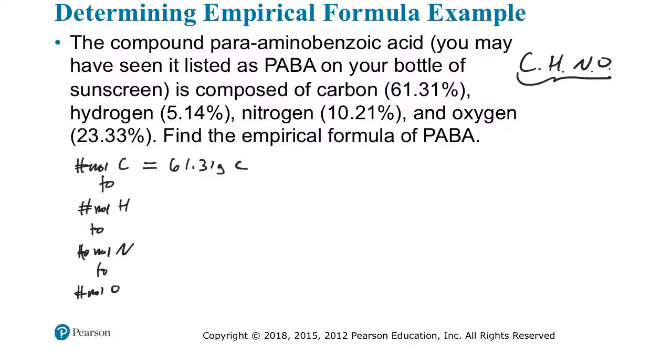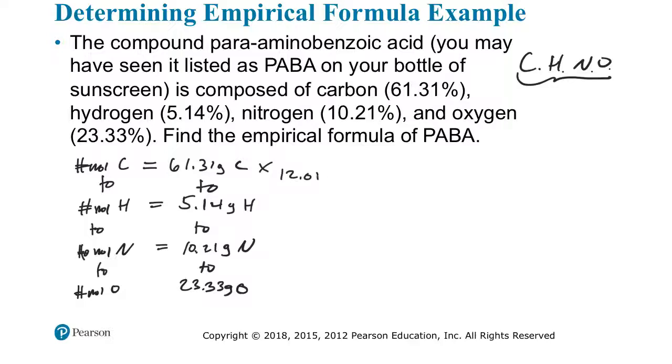61.31 grams of carbon would be present if we also had 5.14 grams of hydrogen. Also, if we had present 10.21 grams of nitrogen relative to the remainder of oxygen, 23.33 grams of O. And so if I have these grams within this compound, what I would want to do is convert those to moles using the molar masses of each of the elements.